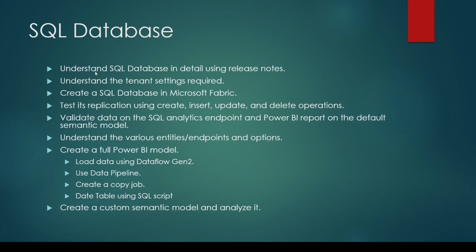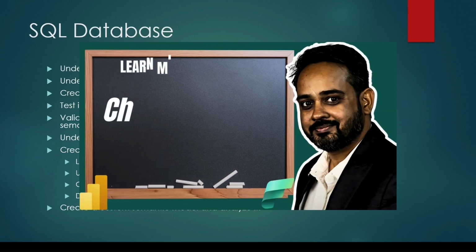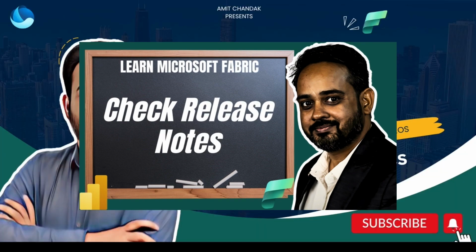After that, we will start working on a full Power BI model for analysis, and for that, I'm going to load the data using Dataflow Gen2, a data pipeline, and a copy job, and I'm also going to create a date table using a SQL script. Once we are done with that, I'm going to create a custom semantic model, create a measure on that, create a relationship, and we are going to analyze it. So this is going to be the end-to-end flow for the SQL database which we are going to learn in this particular video. So let's look at the release notes.